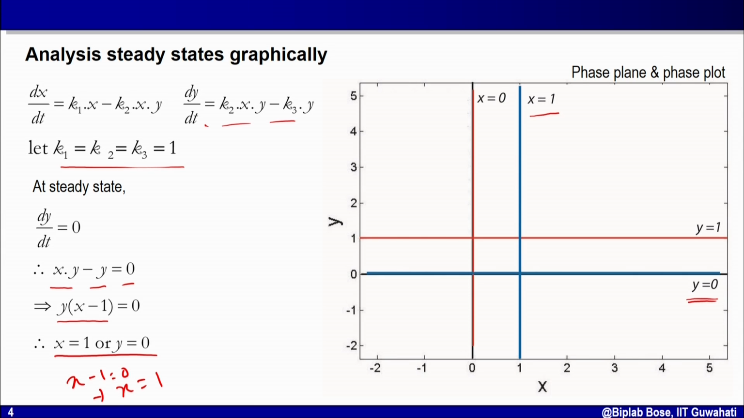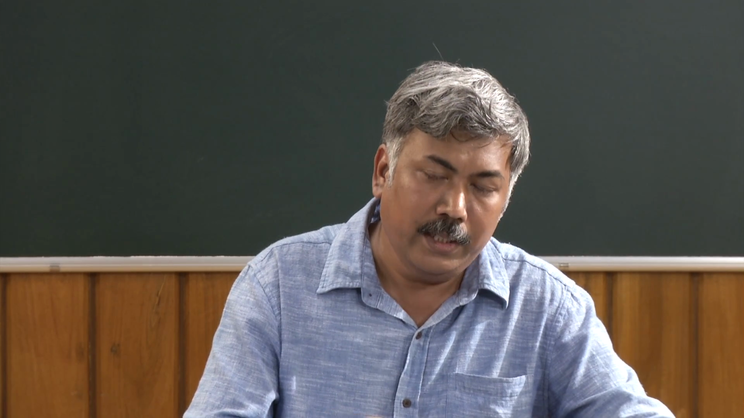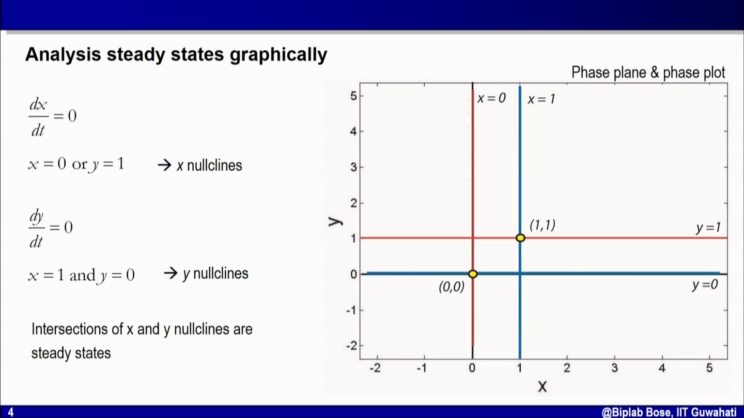So I have four lines, two red which we have got from dx/dt equal to 0 and two blue which are from dy/dt equal to 0. For the two red lines, dx/dt is equal to 0. That means along this line, in this plane, x does not change with time. So for this red line and for this red line, dx/dt is equal to 0. Here also, dx/dt is equal to 0.